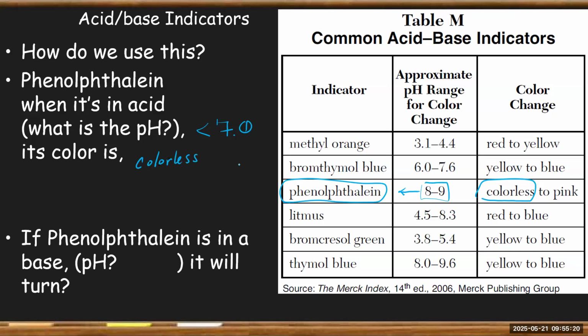If phenolphthalein is in a base, that means what? The pH is higher than 7. So we would be on that side, right? Then it would be what color? Pink. Now, it is this easy and it is also not this easy.